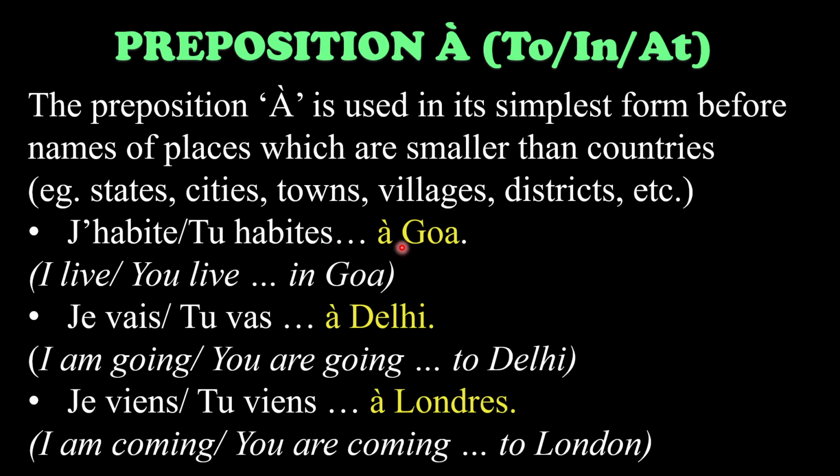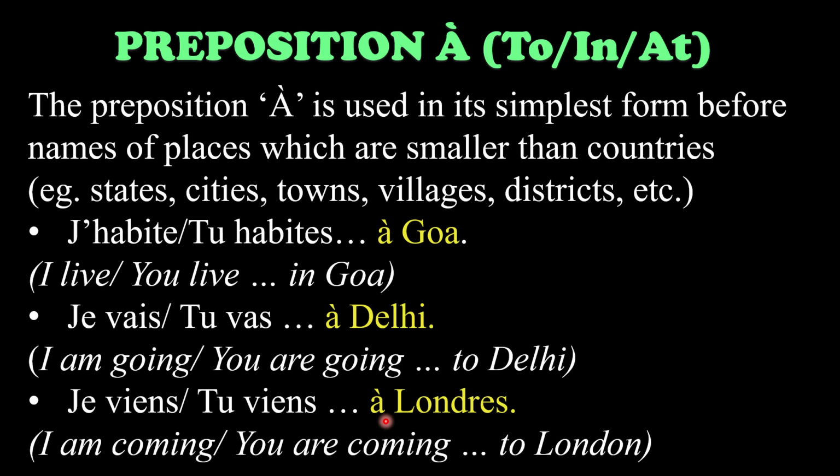So, for example, you can say à Goa. J'habite à Goa, because Goa is a state that is smaller than a country. So, I live in Goa. You want to say I'm going to Delhi. You can say je vais à Delhi, because Delhi is again a city that is smaller than a country. So, you can use à. Tu viens à Londres. You are coming to London. So London takes a special name in French, that is Londres. There are very few cities which change their names. It is mostly the countries that change their names in French. So Londres also takes à. Now this is when you are talking about places which are smaller than countries, you have to use à.